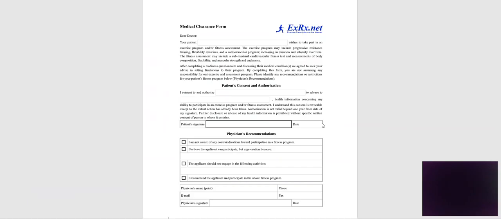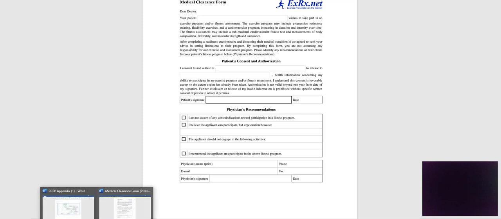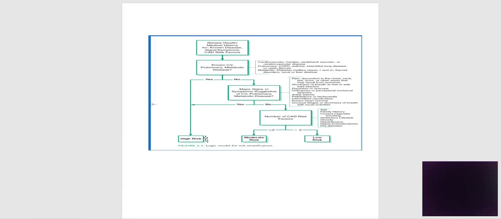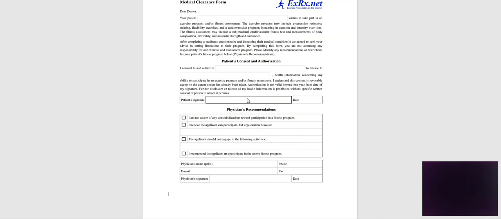All right, so they're moderate risk. A medical clearance form is essentially this right here: physician recommendations, patient's consent and authorization. Essentially that we've determined that there are some risks to the individual training, and if that's the case, we have to have this filled out. And then lastly, of course, if the patient is determined high risk, then again, a medical clearance form is absolutely required in high risk clientele. And that's how we determine risk factor stratification.